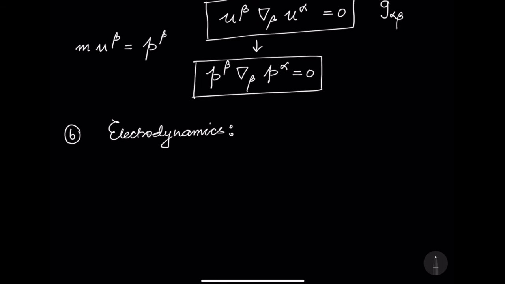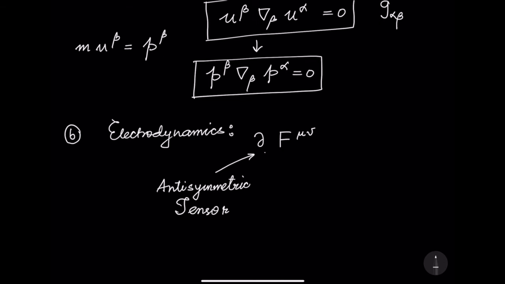So what are the equations of electrodynamics? In electrodynamics, in covariant form, you define this tensor called F mu nu. This is called Maxwell's tensor or field tensor. This has electric fields and magnetic fields. It's an antisymmetric tensor also.